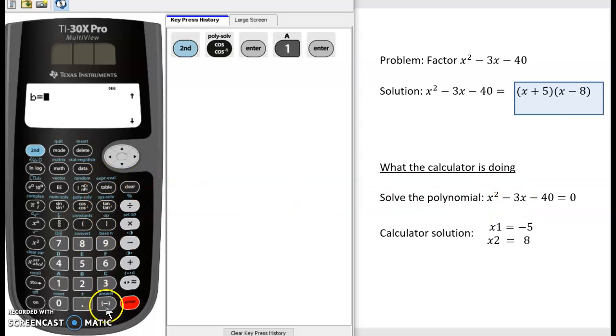In this case, b is -3. Remember that the negative sign is down below, not over here on the right-hand side. That's the subtraction button. Hit enter again, and then we'll enter the value of c, which is -40.